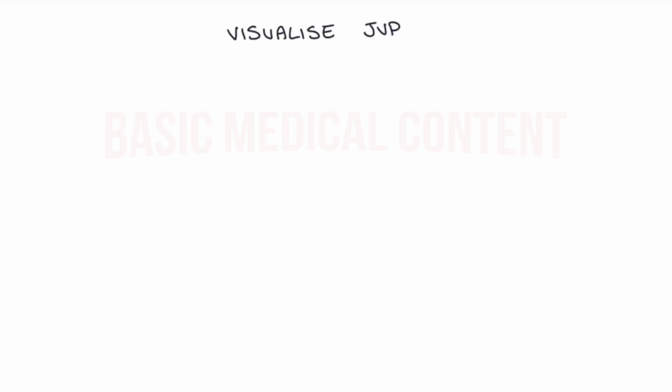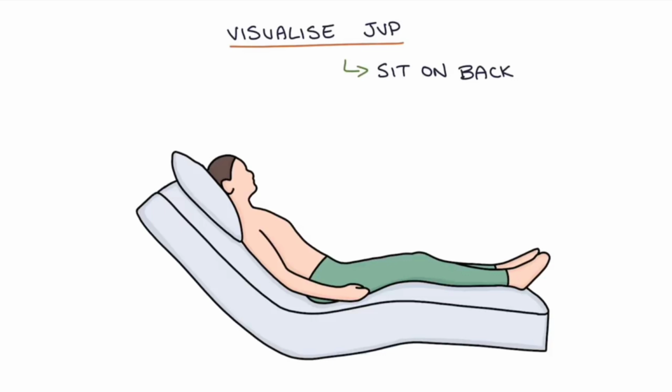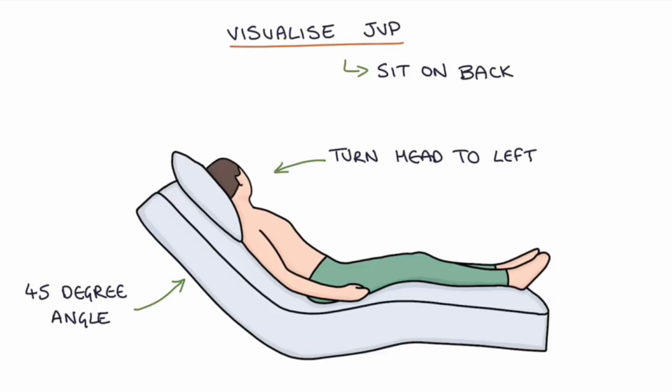So to visualize the JVP, have the patient sit on their back at an angle of 45 degrees and get them to turn their head slightly to the left. And it's quite useful to shine a light diagonally across the patient's neck so that you can see the change in shadows as you get that JVP pulsation.